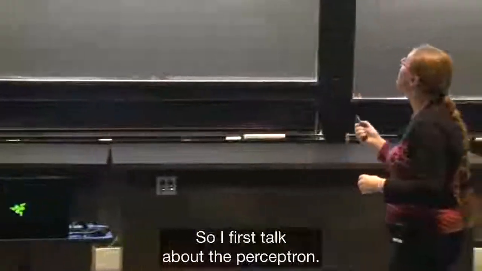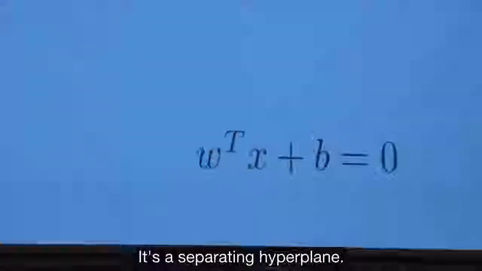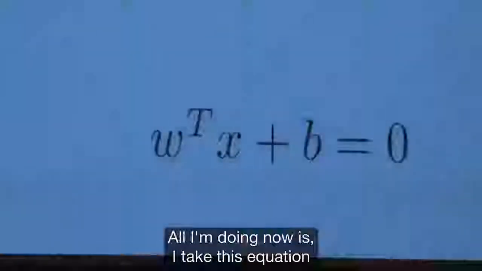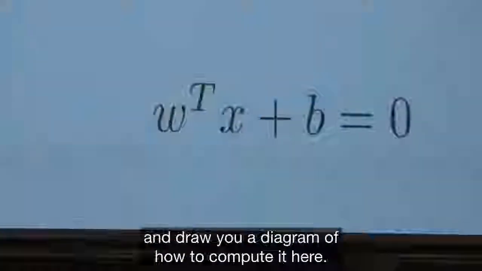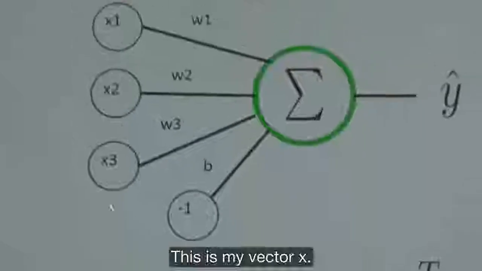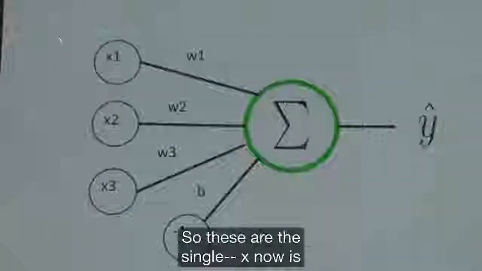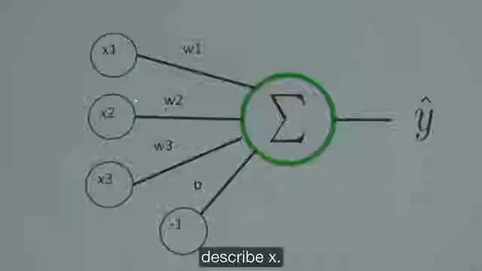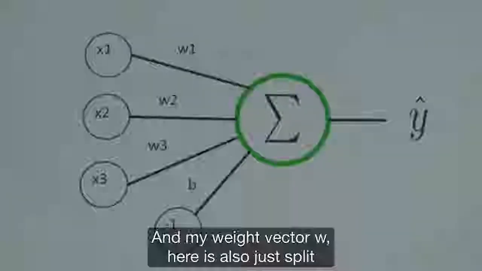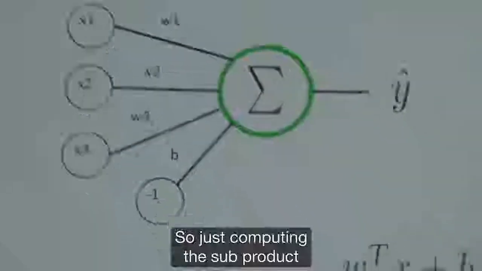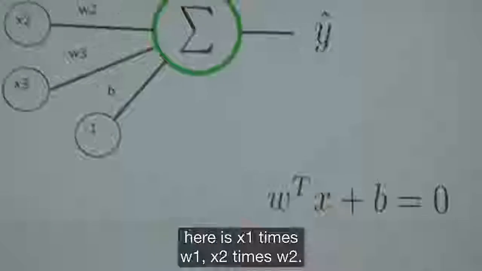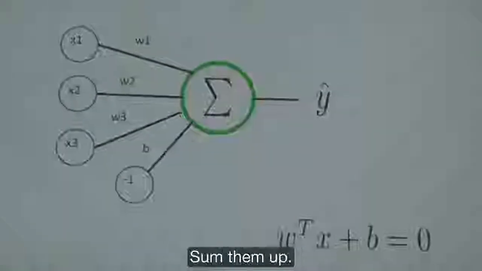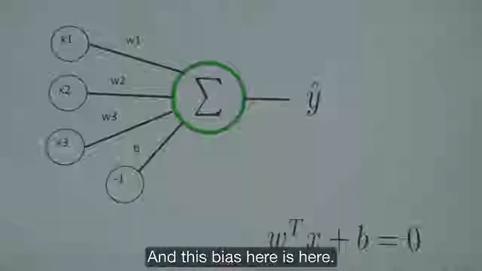So I'll first talk about the Perceptron. So this is the equation we just talked about. It's a separating hyperplane. All I'm doing now is I take this equation and draw you a diagram how to compute it here. This is my vector x, right? So the single x now is three-dimensional, 3 different features that describe x. So I have x1, x2, x3. And my weight vector w here is also just split into its single components. So just computing the dot product here is x1 times w1, x2 times w2, and so on, sum them up. And this bias here is here.